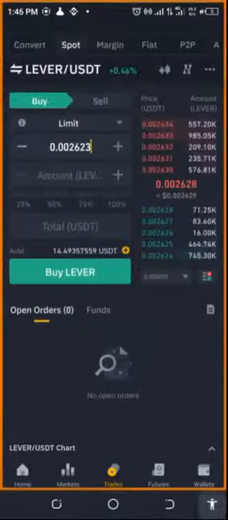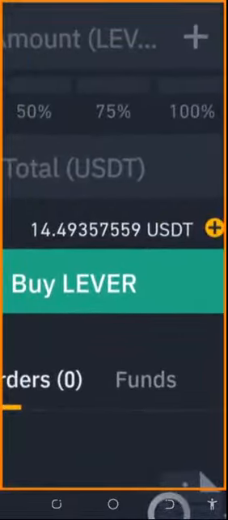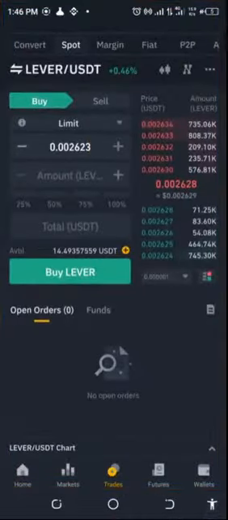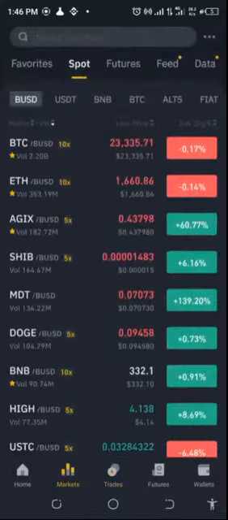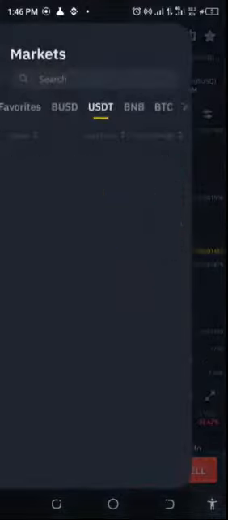So how much do we have here? We have 14.4935. And then what we're going to do is reduce this amount of money. Let's go back and check the high and low. I want to check them, so let's go back and just choose any coin and then change it to lever USDT.